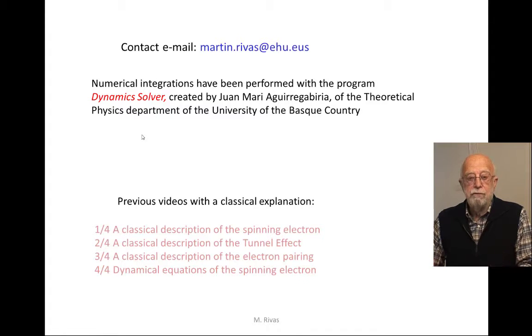And with this, we finish this set of 4 lectures concerning the classical description of the electron. It is possible to have a classical description of a spin which has very nice features which are also obtained through the quantum mechanical analysis of Dirac equation.